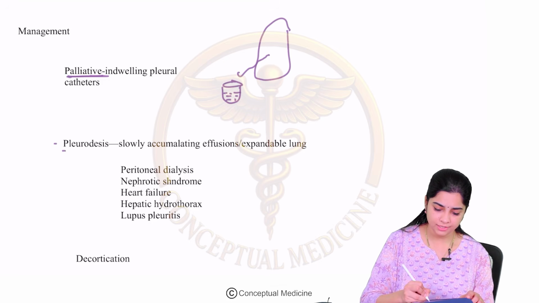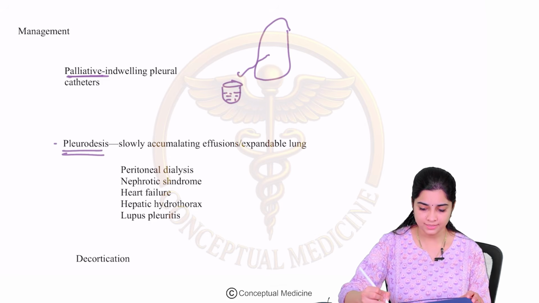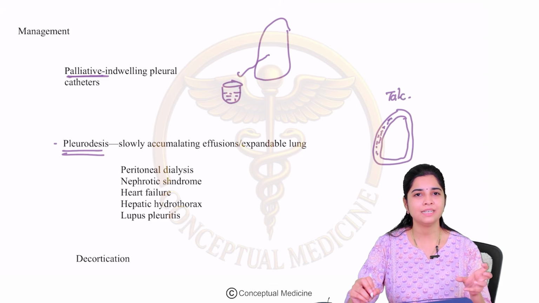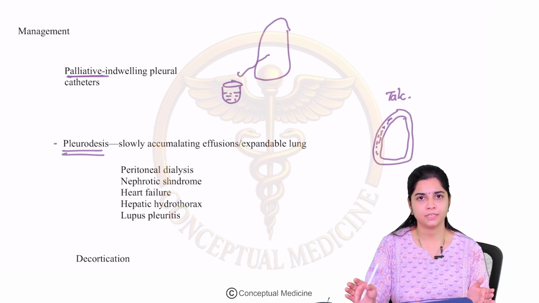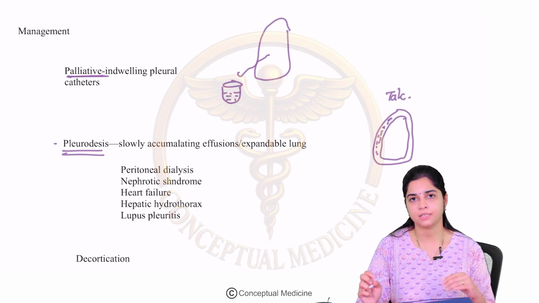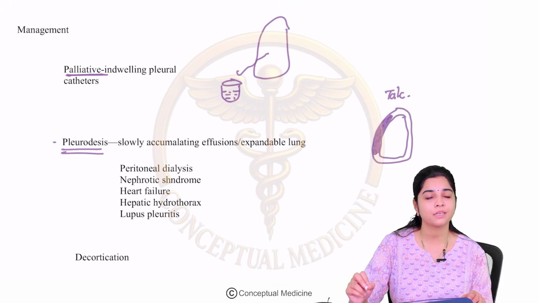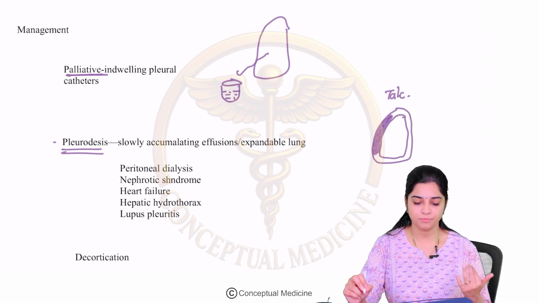The other procedure that we can do is something called pleurodesis. So pleurodesis basically means that you inject certain substances. Most often it is talc, which causes irritation and inflammation of the pleura, and this causes both the visceral and parietal pleura to stick to one another and it prevents the accumulation of fluid, and this is what we call pleurodesis, right? So this is a chemical pleurodesis. So pleurodesis can be used as a treatment option in certain conditions where you have recurrent pleural effusions.